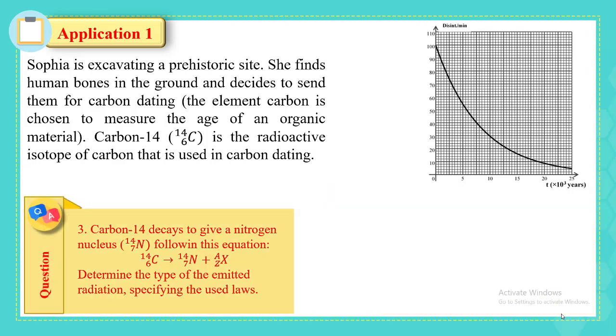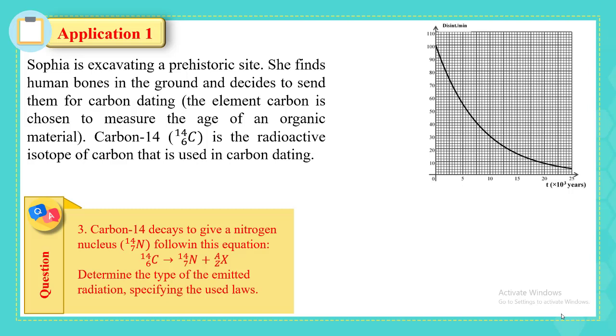In the third question, we have the carbon-14 that is decayed into nitrogen element with mass number 14 and charge number 7, and also into an unknown element denoted by X. The nuclear reaction of this decay is shown here. We have to determine the type of the emitted particle using a specific law.